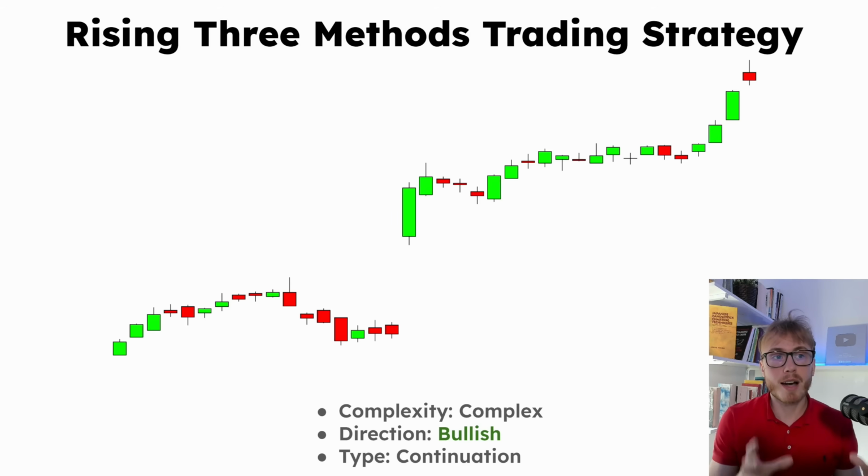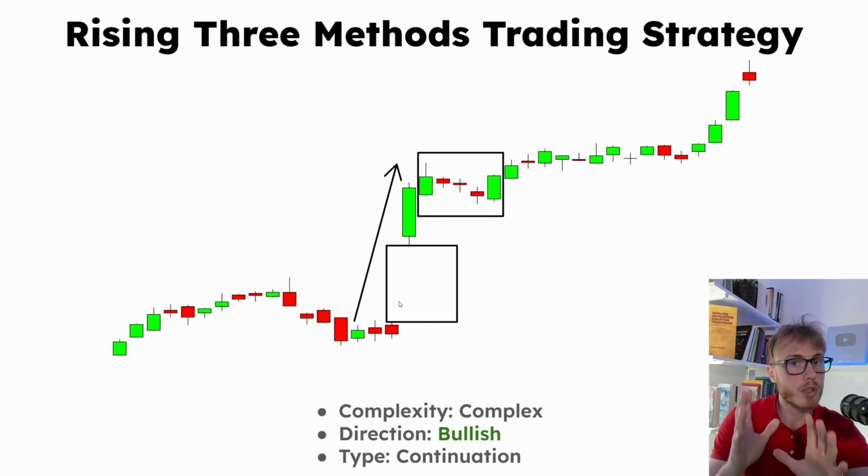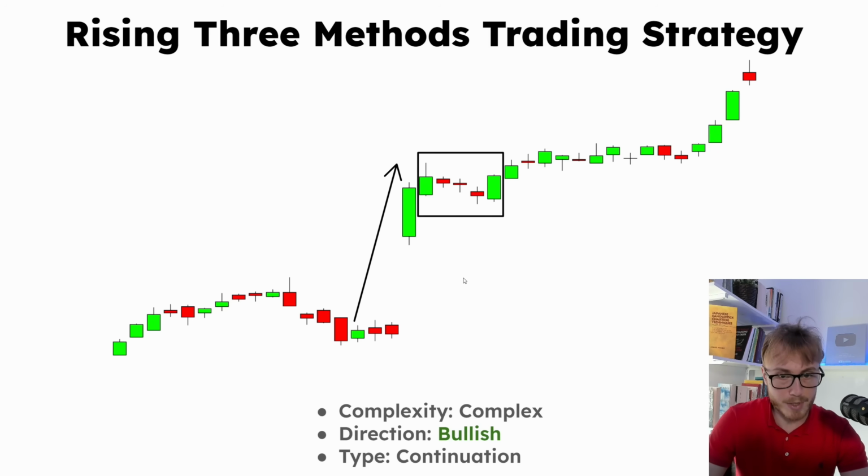Okay, so now, how do we actually trade the rising 3 methods? Well, the first thing we need to do is identify the pattern, and the rising 3 methods can be found right here. First of all, before the pattern appears, we have a very strong movement towards the upside. Once again, you can see that we have a massive gap here, and we will talk more about gaps later on in this video. It's important to learn about gaps, but for now, let's focus on the rising 3 methods.